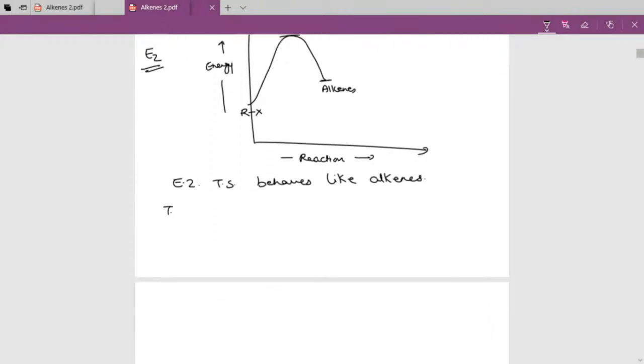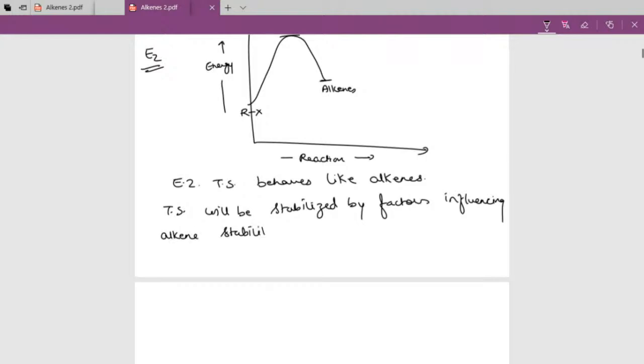Okay, so the TS will be stabilized by factors influencing alkene stability. This is fixed, that it will be stabilized by the factors which will affect the alkene stability. So if that is so, okay, the alkene is stabilized by hyperconjugation. Alkene is stabilized by resonance, sterics, and so on.